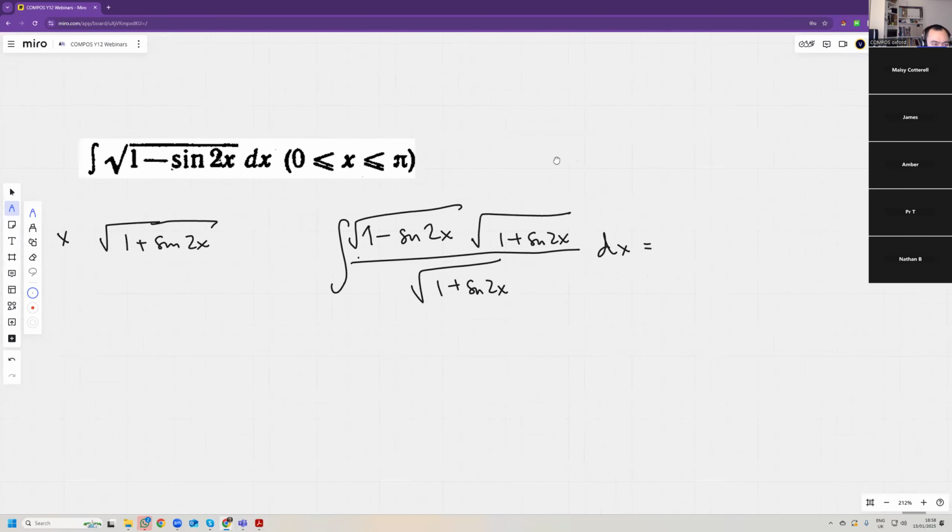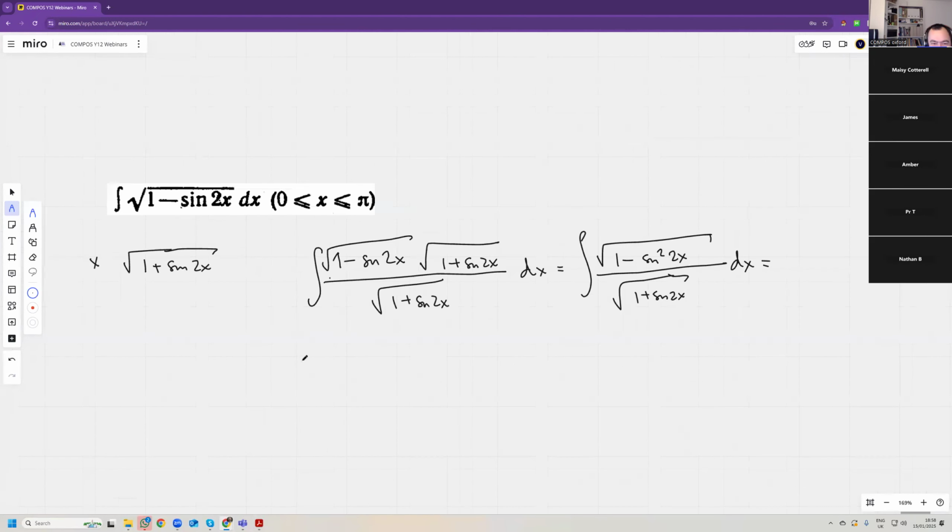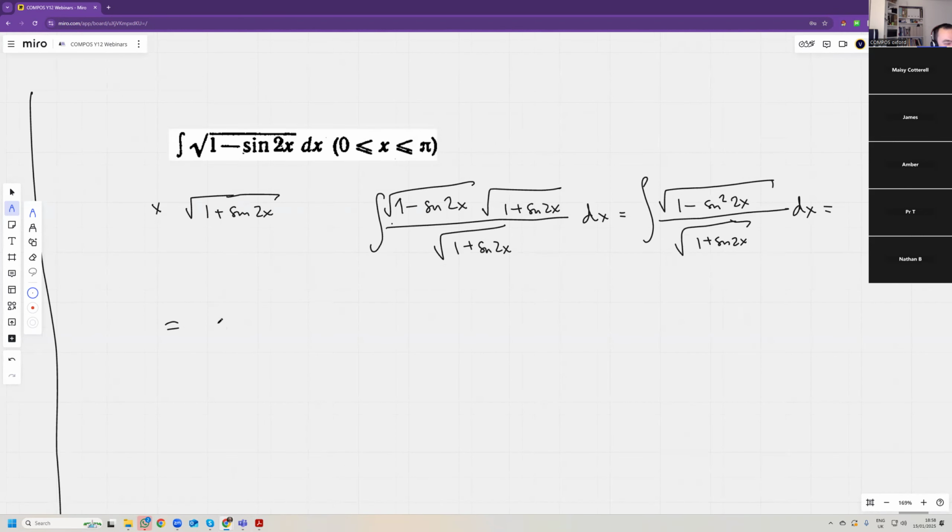Okay, let's see if we can get somewhere. That's the integral, this is the square root of 1 minus sine squared 2x, divided by 1 plus sine 2x, dx. That is clever. So this is cos 2x, because 1 minus sine squared 2x is cos squared 2x, and the square root of that over the square root of 1 plus sine 2x, dx.